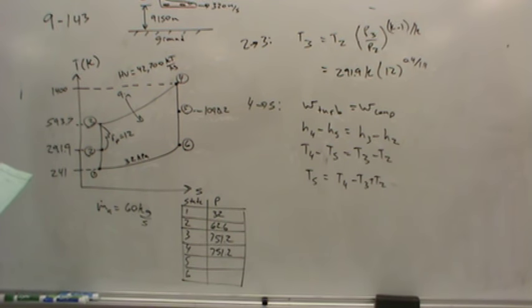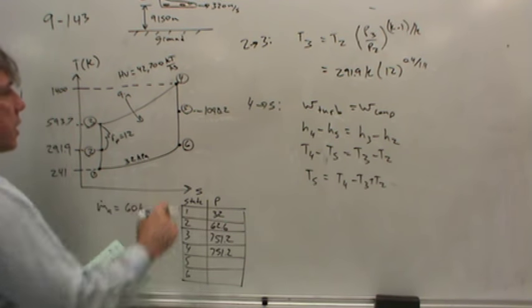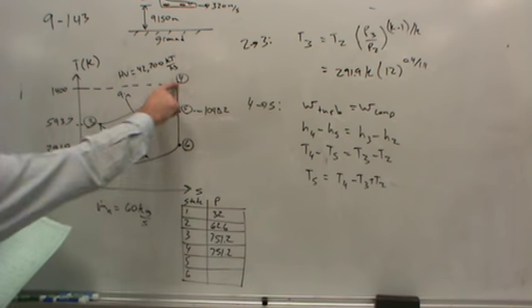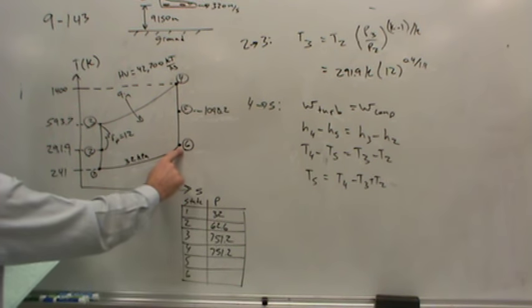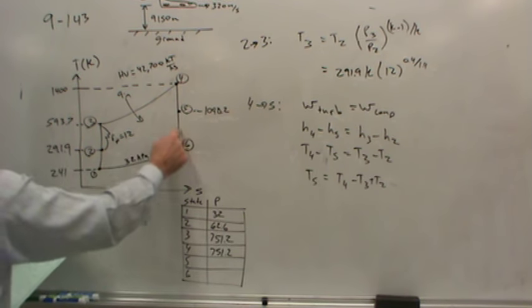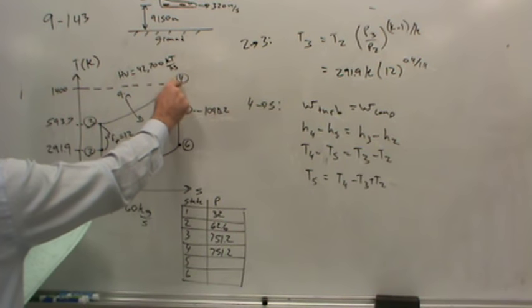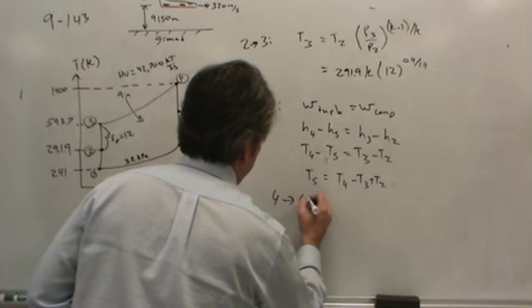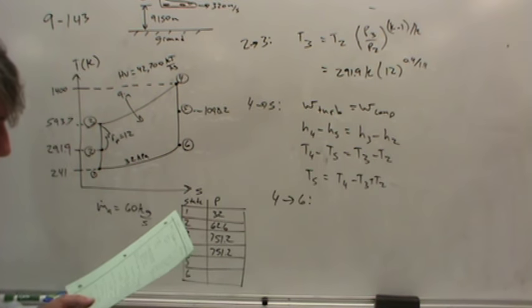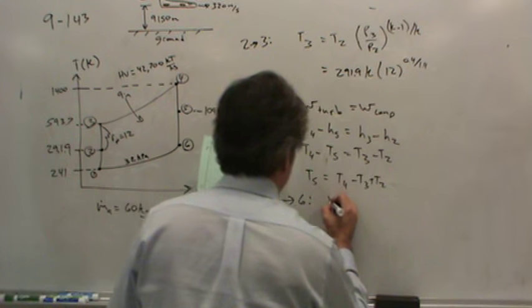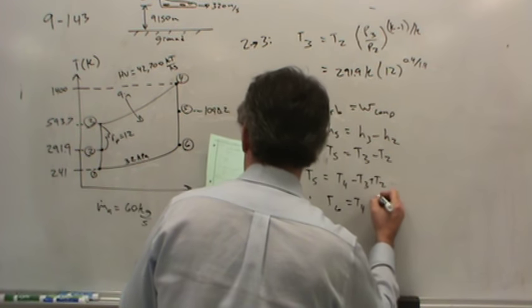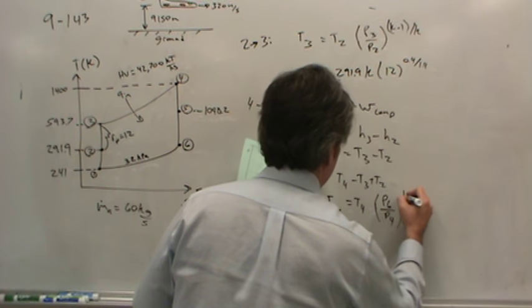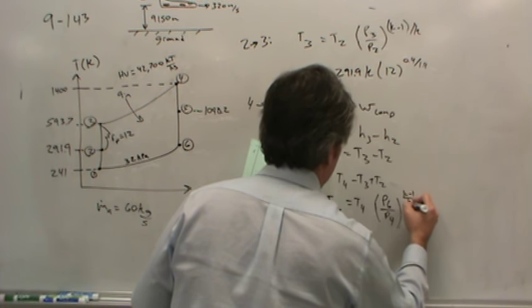Okay, so now what? Well, we'd also like to get the temperature at state 6. Now notice we know the pressure in state 1, we know the pressure in state 4. And the pressure in state 1 is the same as the pressure in state 6. So we can use an isentropic relationship from state 4 all the way to state 6. So essentially what we're going to do now is move from 4 to 6. Okay? So if we do that, T6 equals T4 multiplied by P6 over P4 to the power of K minus 1 over K.